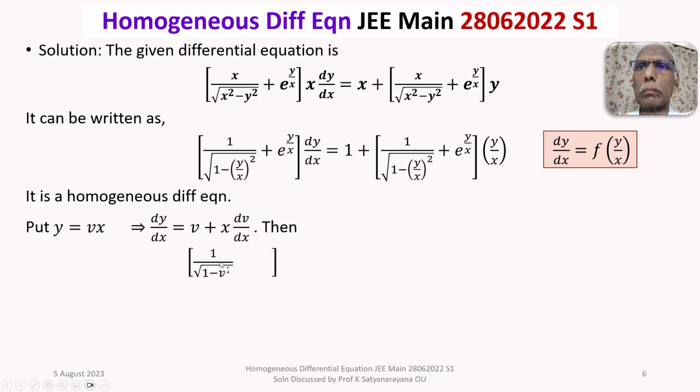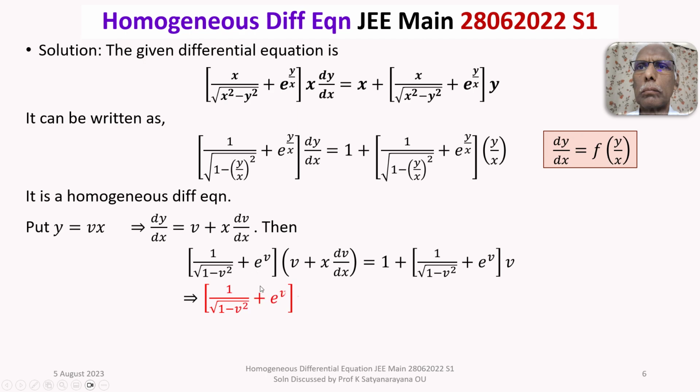So that will be in brackets 1 by under the square root of 1 minus v square plus e to the power of v, bracket close, for dy by dx, in brackets v plus x dv by dx, equals 1 plus in brackets 1 by under the square root of 1 minus v square plus e to the power of v, into v. Now if you multiply, you will get this one into first v, and the first one into x dv by dx. So this common factor is on both sides, one and the same.